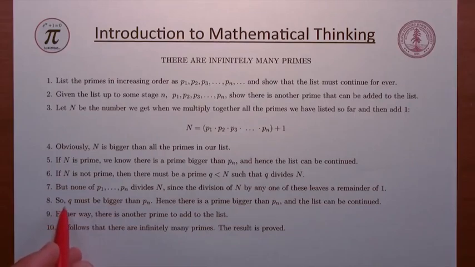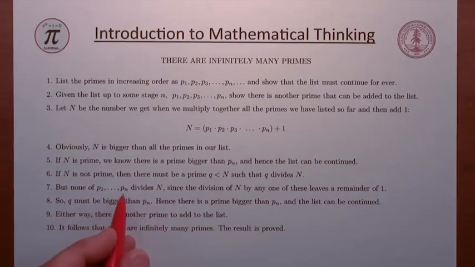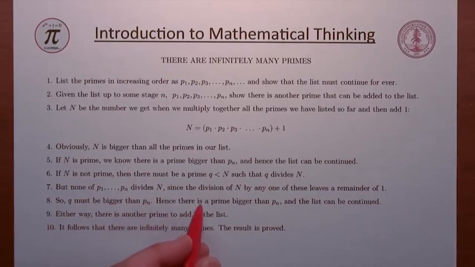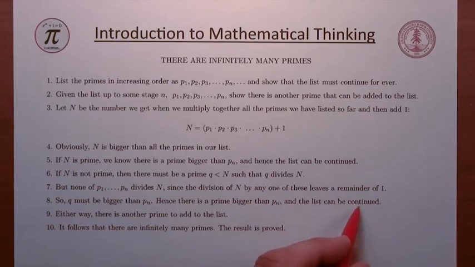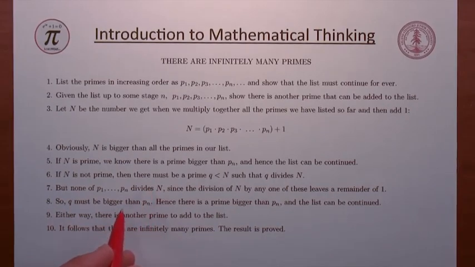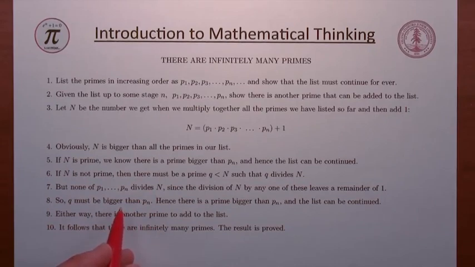Okay? So q has to be bigger than pn. Those are the first n primes, so if q is not equal to one of those, it must be later on in the list. In which case, we've shown again that there's a prime bigger than pn, and the list can be continued. Again, this particular q that divides n is not necessarily the next prime, but as before, that doesn't matter. Showing that there is another prime is all you need to do, because then you can take the next prime, whatever it is, and add it to the list.